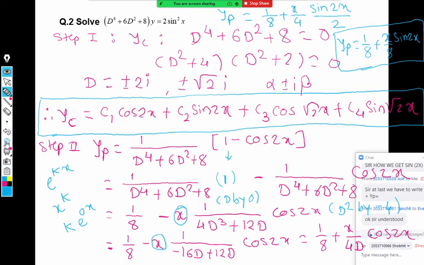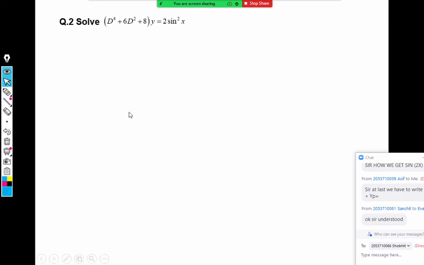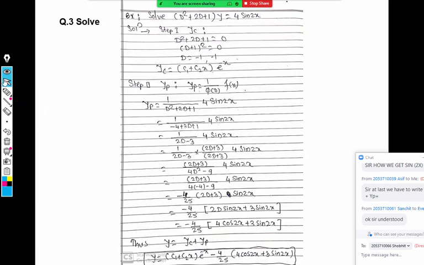Yes, sir. Okay. So question number 3. See the way how you write in the exam. You should write this way in the examination. This is the numerical you are given.